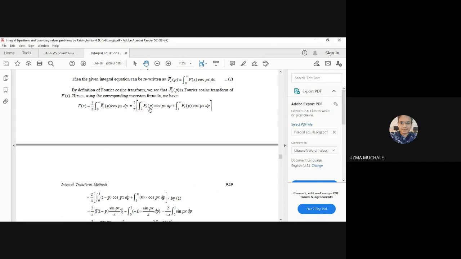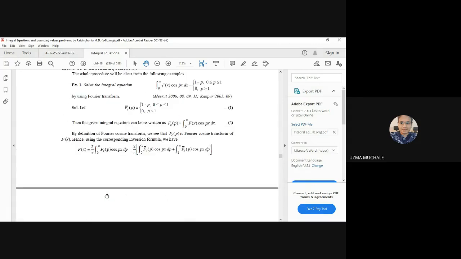After using those formulas, you can see here the integration from 0 to 1 of F_c of p. What is the value of the Fourier cosine transform in the interval 0 to 1? That is 1 minus p. Here it is given: in the interval 0 to 1, the value of F_c of p. You can see F_c of p, the value of the Fourier cosine transform.